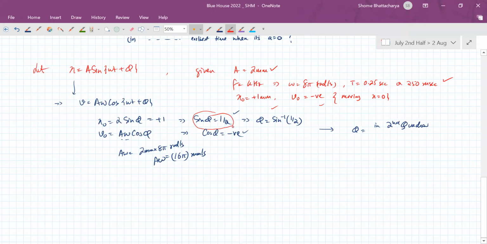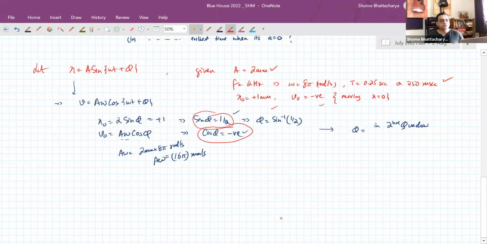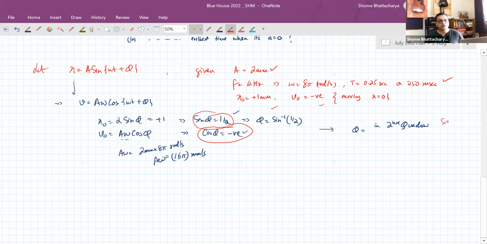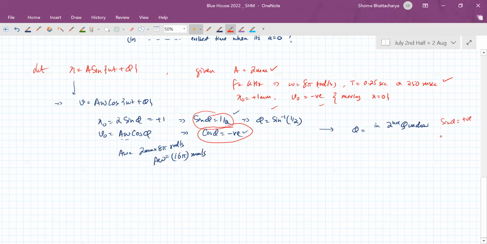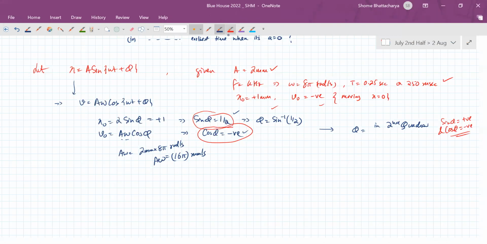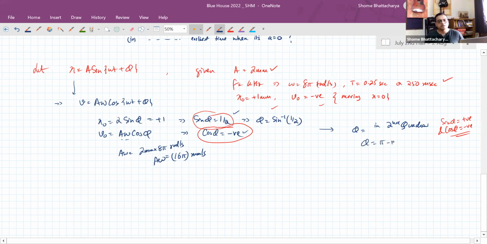Okay, okay. And cos is negative. Okay. It has to be in second quadrant, because sine phi is positive and it's not an or condition, it's an and condition. Cos phi is negative. That only happens in second quadrant. Okay. Yeah, so that I got it. That I understand. Yes. Phi now becomes pi minus pi by 6 or 5 pi by 6.